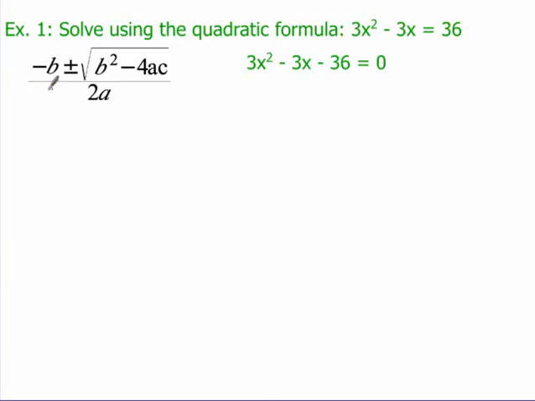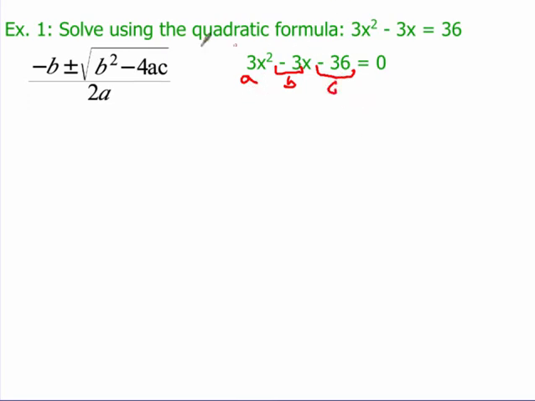So let's take a look at example 1. Example 1 says solve using the quadratic formula, 3x squared minus 3x equals 36. So our first step is to put it into the form ax squared plus bx plus c equals 0, which I've already done right here. So I know that 3 is a, negative 3 is b, and negative 36 is c.